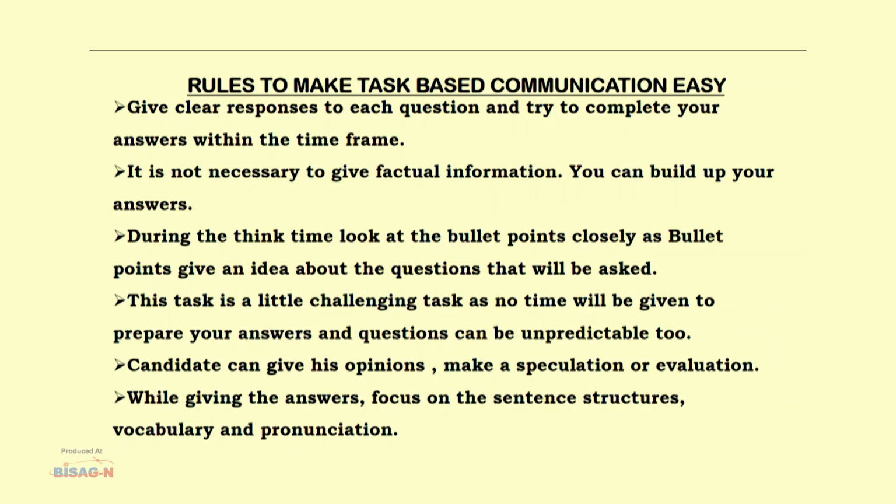Now, the candidate can give his opinions, make a speculation or evaluation. It says when you prepare the answers, try to give your own opinion. Try to make speculations, which means you can just try to guess, or you have to evaluate. For example, if it is a health-based question and somebody asks you, do you eat a healthy meal always? Try to analyze what is being asked. It's not possible for us to eat healthy meals every time, right?